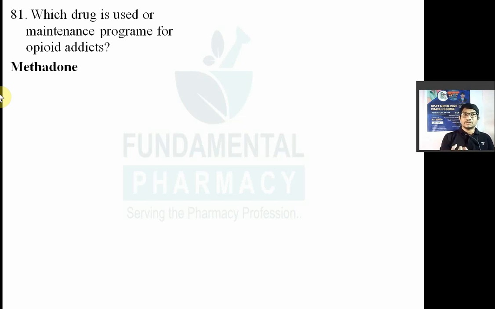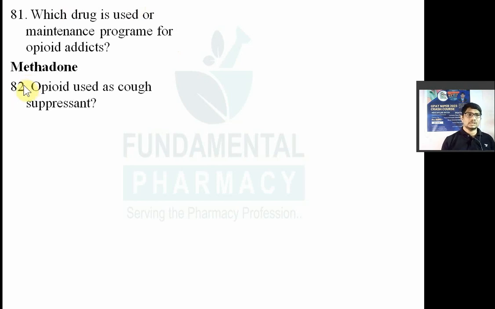You have to withdraw the morphine slowly, and you have to include methadone. What is methadone? Methadone is again a synthetic opioid analgesic, but it does not have addiction property. It will not let the withdrawal symptoms occur. Slowly you decrease the dose of morphine and include this methadone, and methadone also you have to withdraw slowly, not suddenly. So remember, the maintenance drug for opioid addicts is methadone.